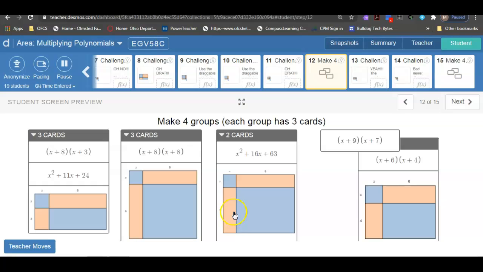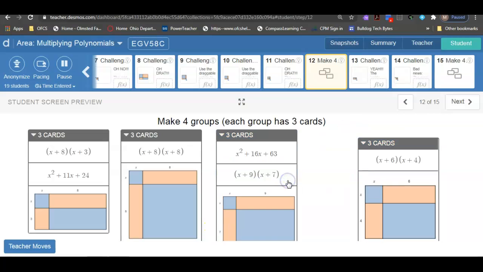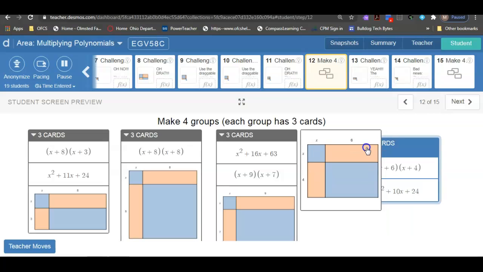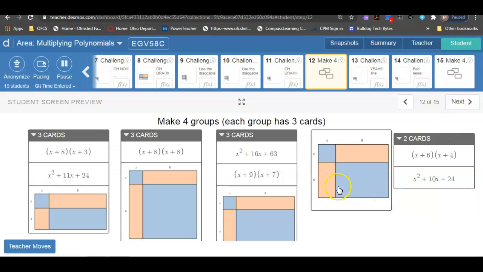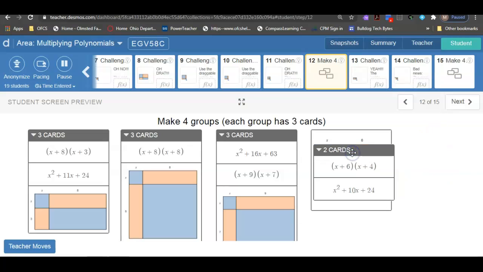Okay, and then for the area as a product, x plus 7 units, x plus 9 units. Okay, and so that goes there. And so for here, these should be our last cards. Let me move this over here so we can see. We have the area as a product, x plus 4 times x plus 6, and the area as a sum, x squared plus 6x plus 4x, which gives us that 10x in the middle, plus 24. Okay, so these go with this one.